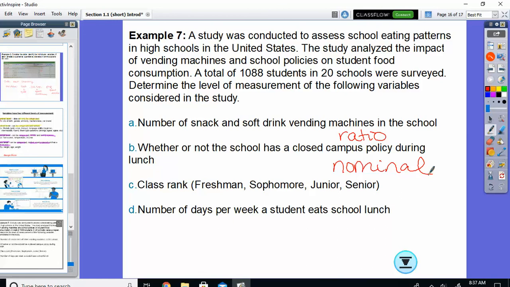Class rank, freshman, sophomore, junior, senior. Is this qualitative or quantitative? Qualitative, so it's one of the first two. Can we rank these? Yes. So that means this is ordinal.